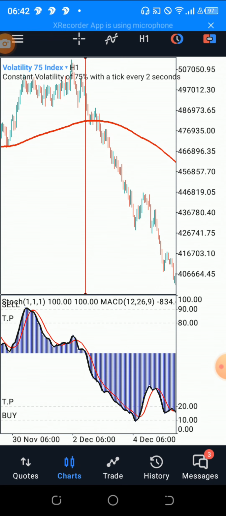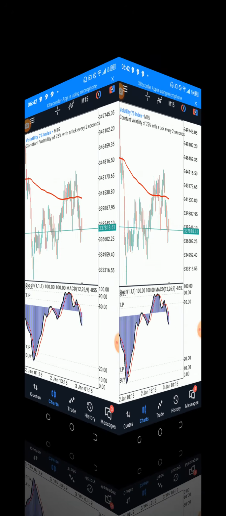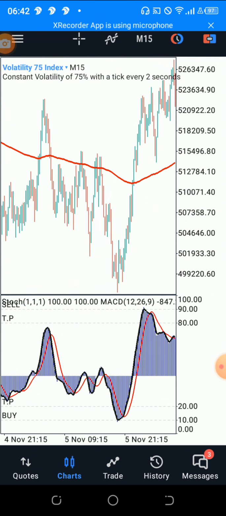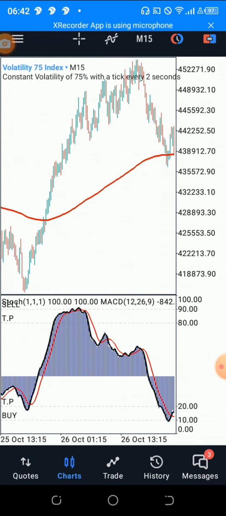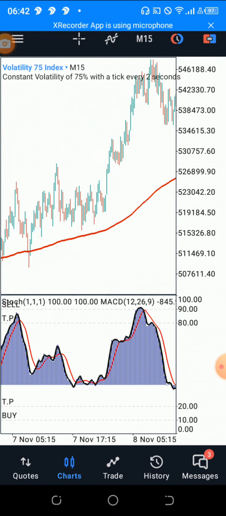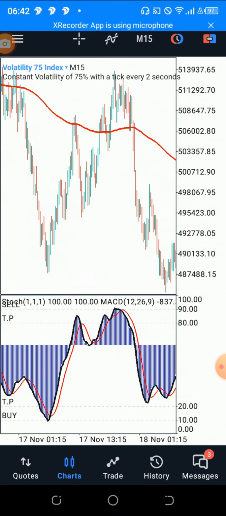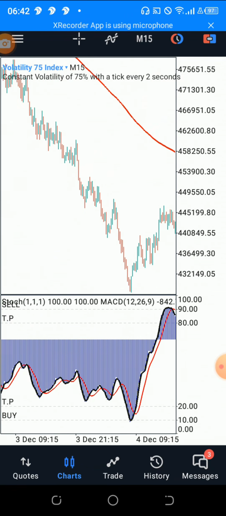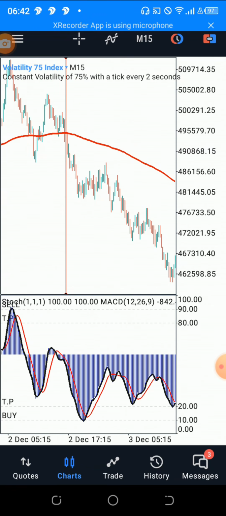So that means if I'm going to go down to my lower time frame where I'm going to execute my trade, I'm going to go to my 15-minute time frame now so that I can get an entry. So we're going to go back to that particular period where volatility 75, it was the 2nd of December. Okay, let's just go back. Okay, during this particular period.